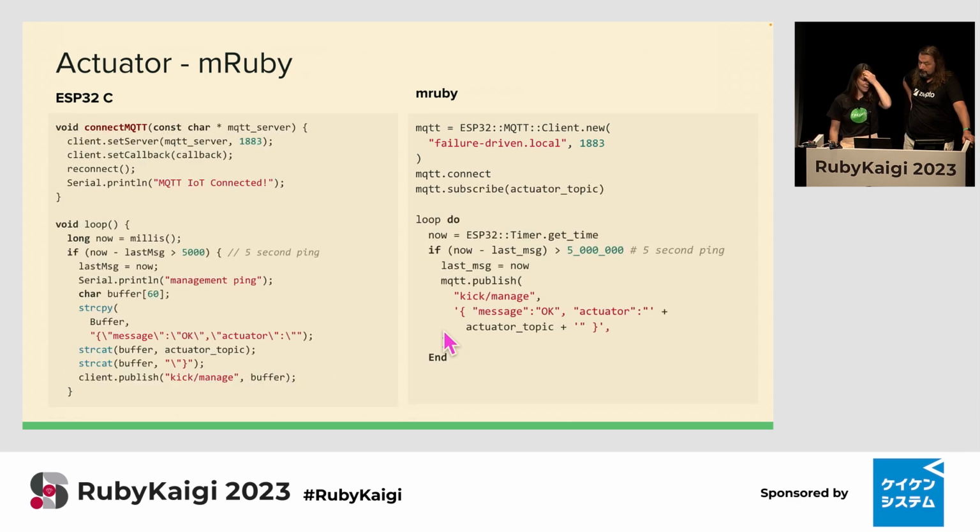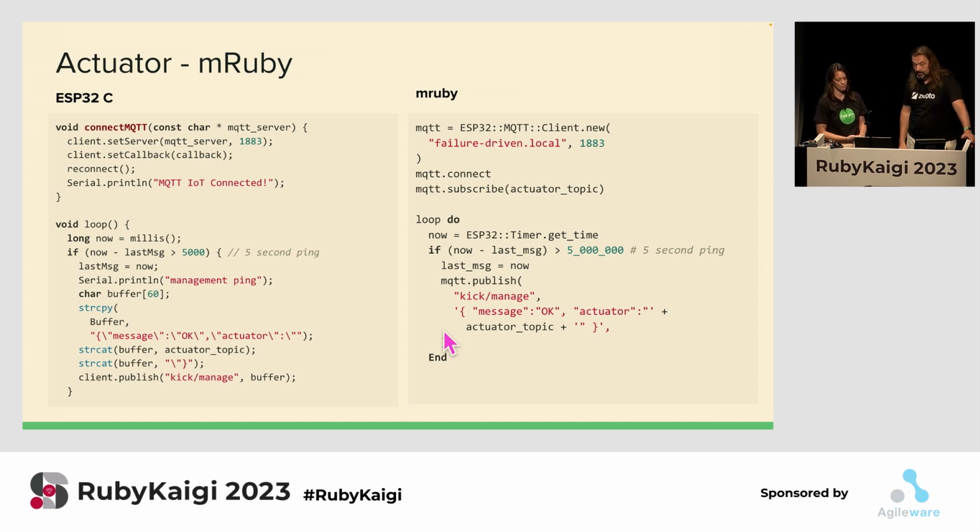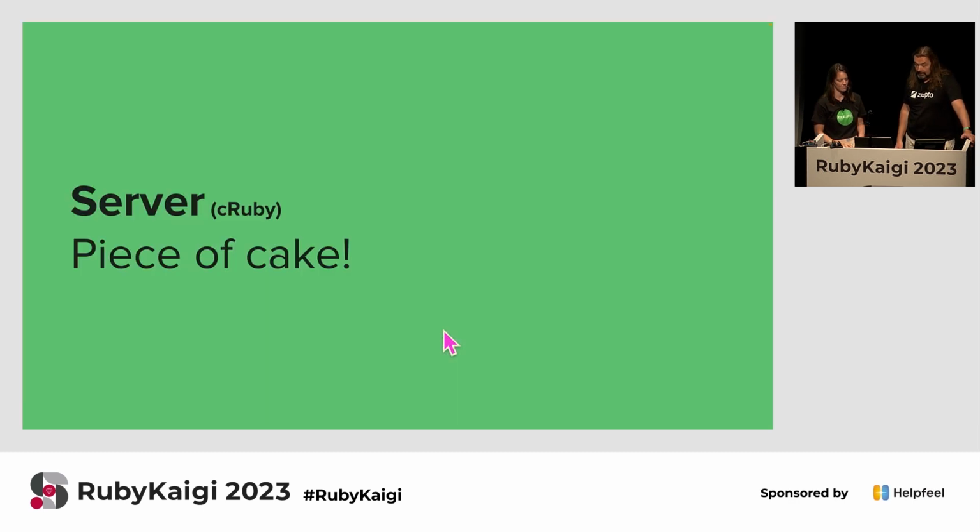Easy as. And here, we're looking at some of the code used to actually send the keep alive message every 5 seconds. Again, you can see on the left in the C code, there's a lot more going on to copy the data into buffers just to concatenate strings. As you can see, the MRuby code is much more familiar to us Ruby developers and more accessible to more people being involved in writing code for IoT and hardware projects.